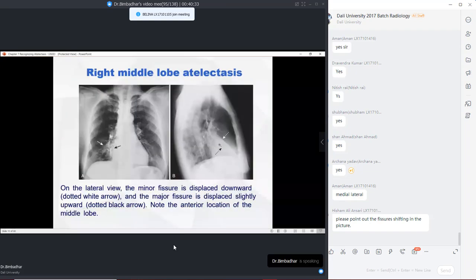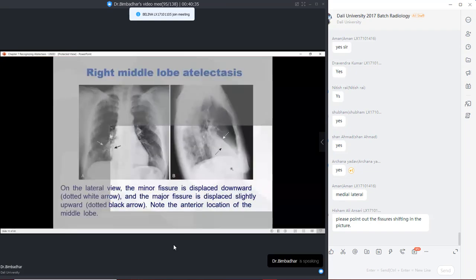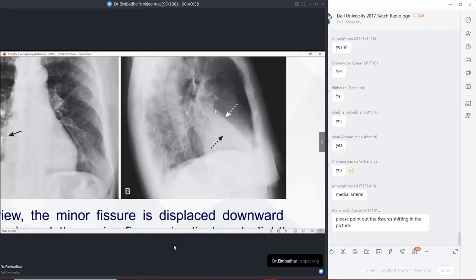Here, see, this is the minor fissure and this is the major fissure, and this is an increased density.